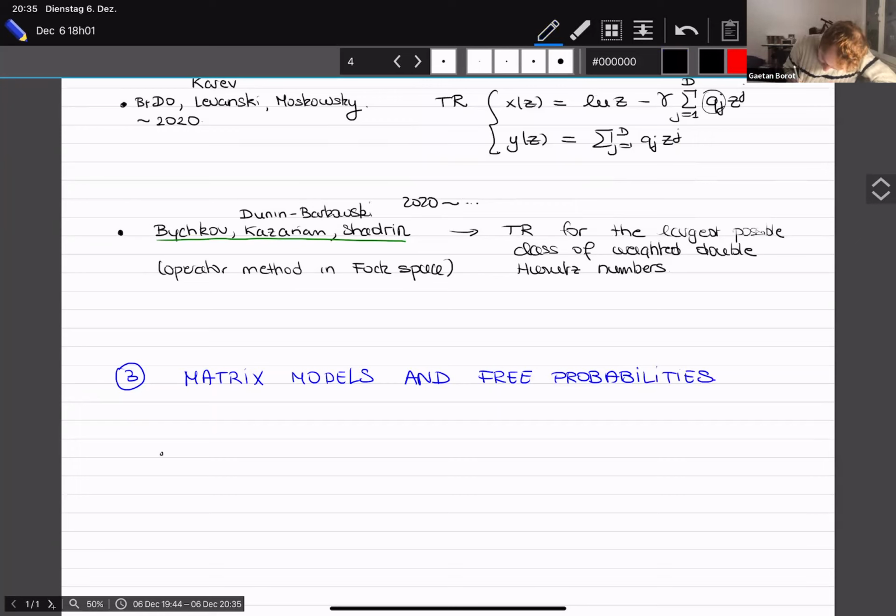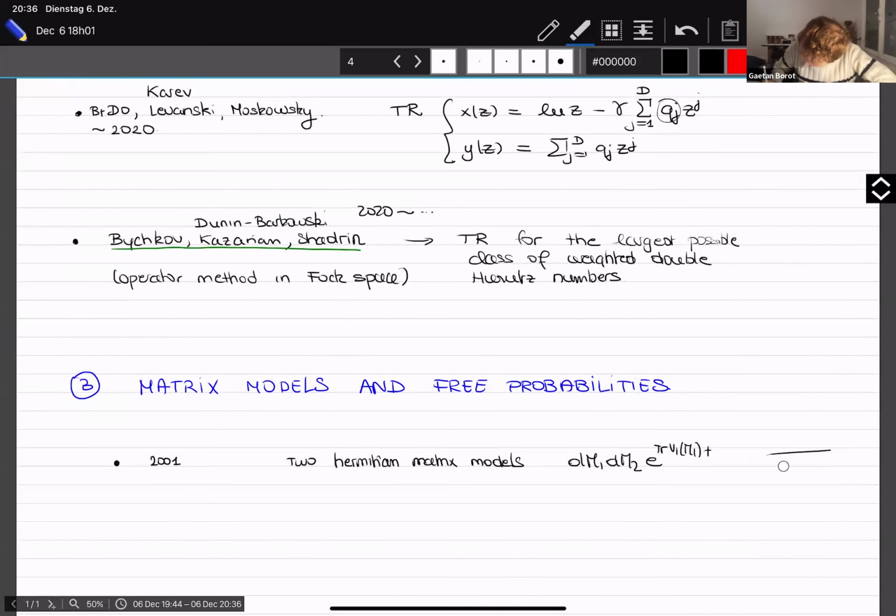And here I want to recall a bit the history of these recent developments. In 2001, one knows that two Hermitian matrix models, with a measure of this form, you have two potentials for the matrices, and then they're coupled with trace of M1 M2, can be solved by orthogonal polynomials.